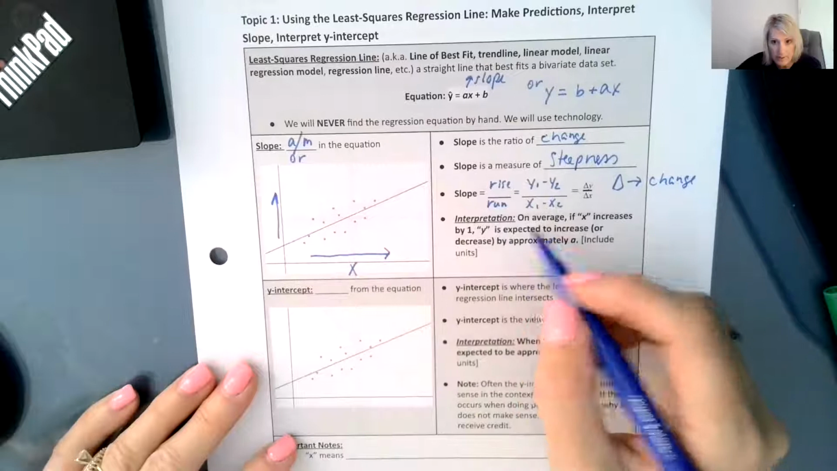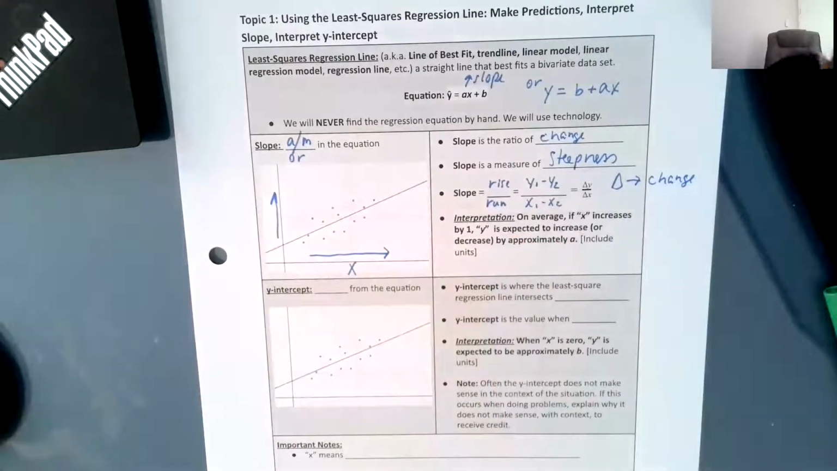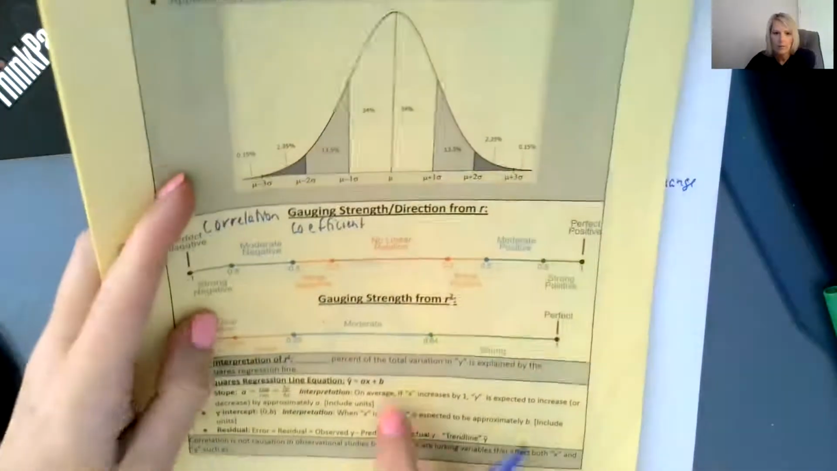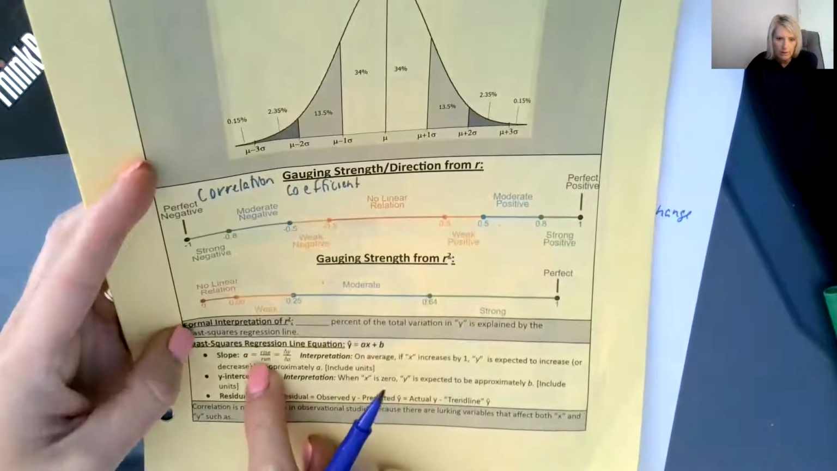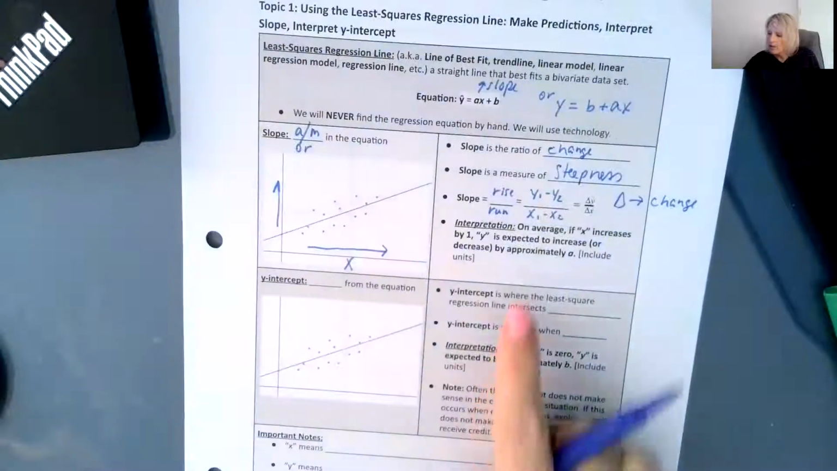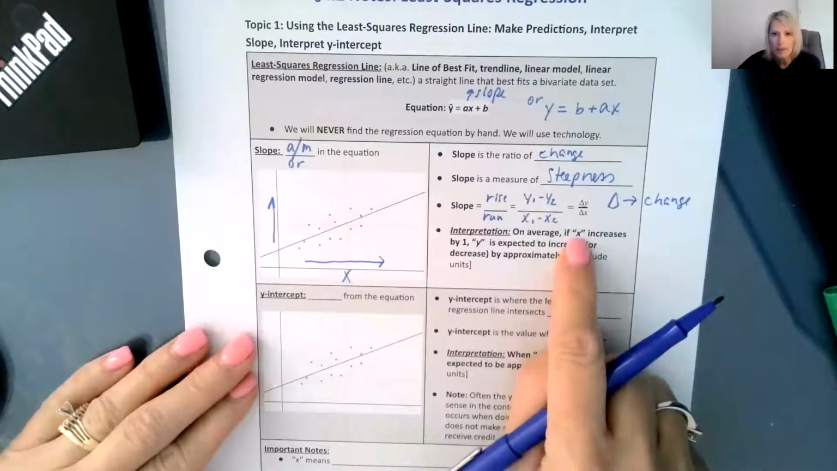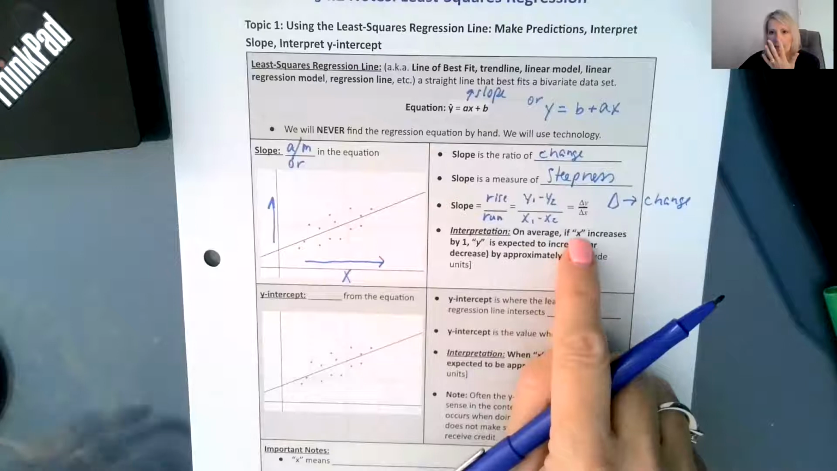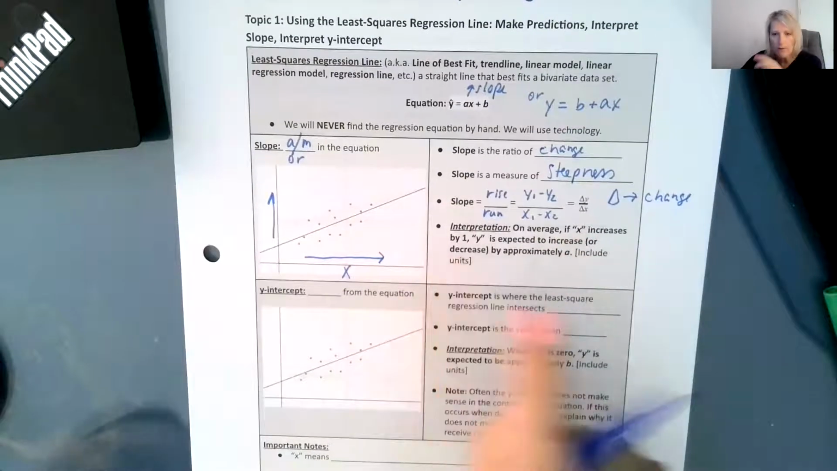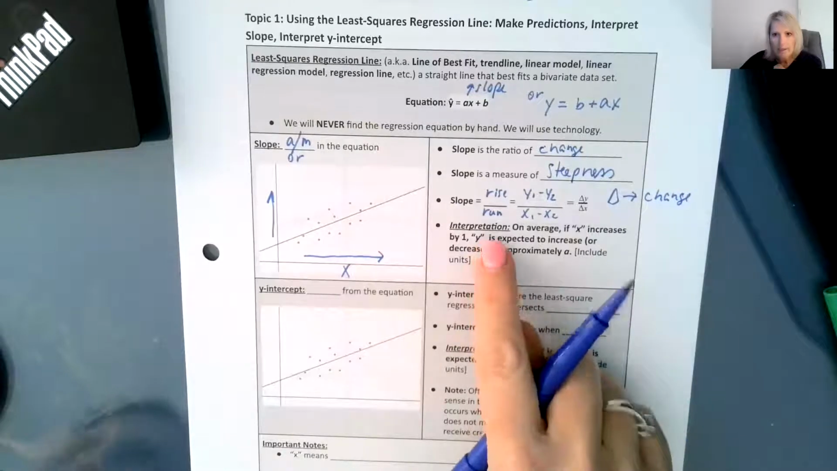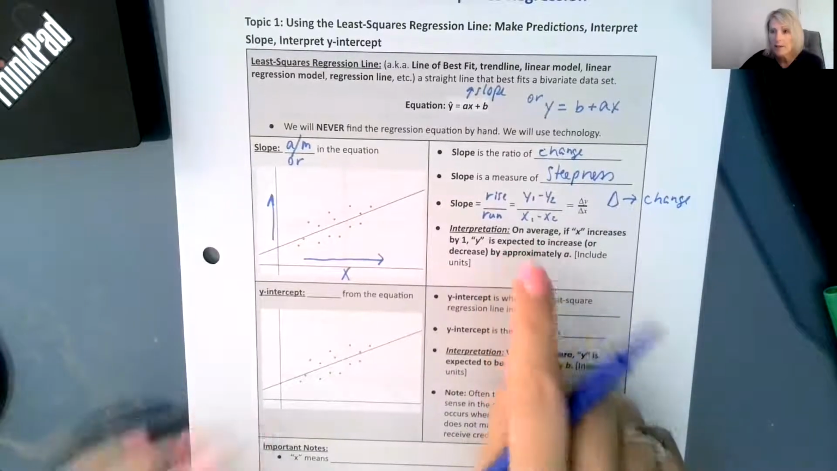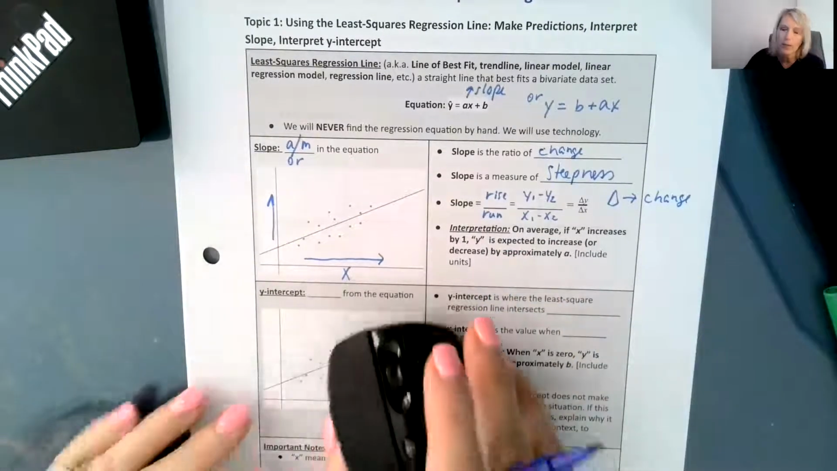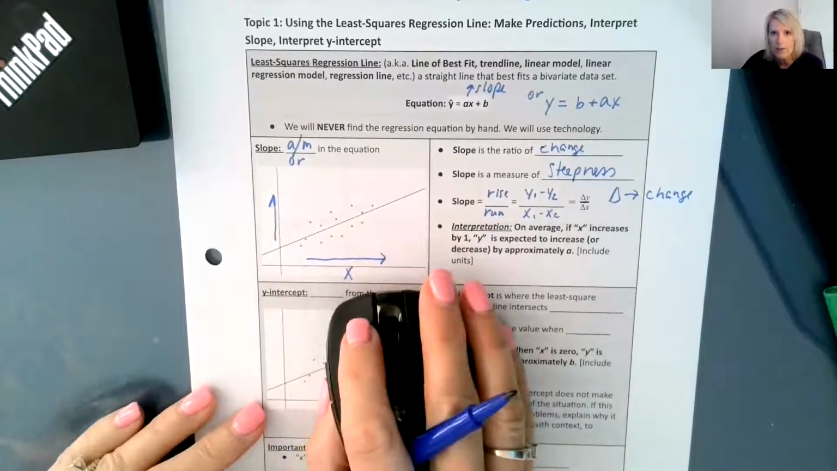The interpretation for the slope is on your yellow sheet here. It's on average, if x, and when we say x, we mean what does the x represent, increases by 1, y is expected to increase or decrease by approximately a. If your slope is positive, you're going to use the word increase. If it's negative, you're going to use the word decrease.